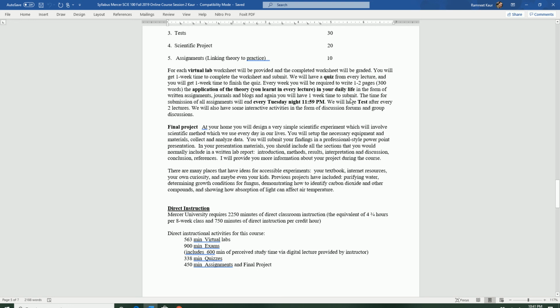And again, you will get 1 week time. So you have 1 week time to submit all the assignments. So there will be a quiz, there will be the assignment for your virtual lab, then there will be the assignment where you are going to connect the theory to your daily life.